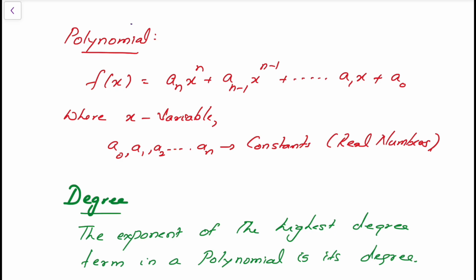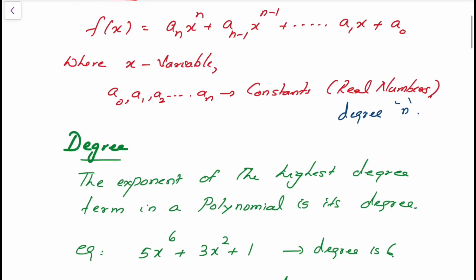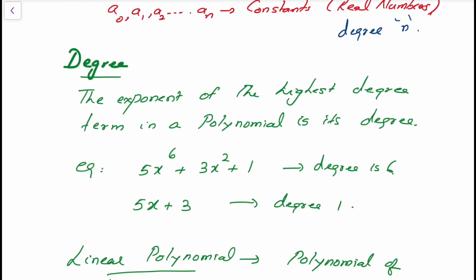Now the polynomial general format is a_n x to the power of n plus a_(n-1) x to the power of n minus 1 plus etc. plus a_1 x plus a_0, where a_0, a_1 up to a_n are all constants, any real number, and x is the variable. So this is a polynomial in x of degree n. So what's a degree?